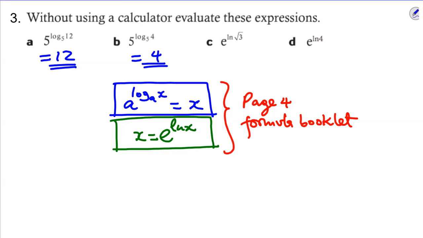Now the last two questions, I'll use the relationship that's in green. So my X is root 3. So that will just be equal to root 3. And here my X is 4. So my answer will just be equal to 4. That's it.